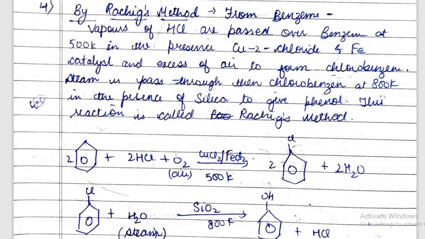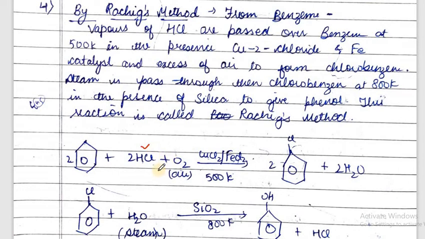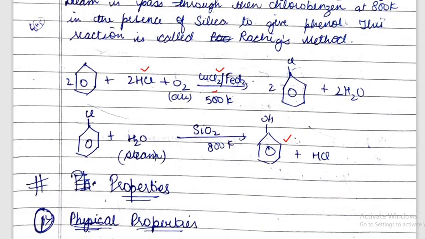In this, benzene is first treated with HCl vapors, and then passed over copper chloride and ferric chloride at high temperature to get chlorobenzene, and then chlorobenzene is passed over steam in the presence of silica at 800 Kelvin temperature, and we get phenol as a final product. So this method is Raschig's method.